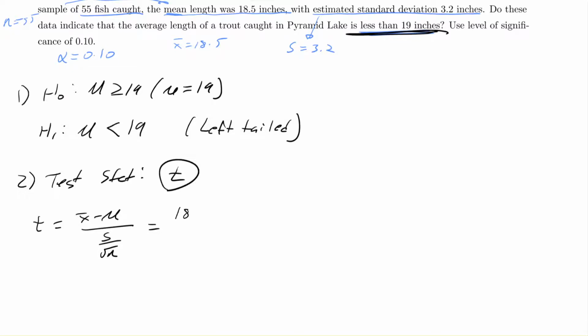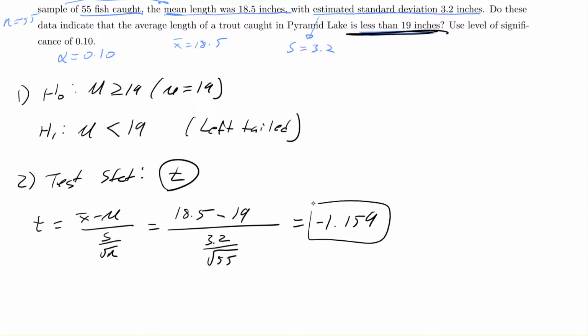Sample mean was 18.5. That's the mean length of the sample of 55 fish. Minus population length, they claim that it's 19 inches. Sample standard deviation 3.2 divided by square root of sample size, which was 55. So this gives me negative 1.159 for the test statistic. So remember, this is T.